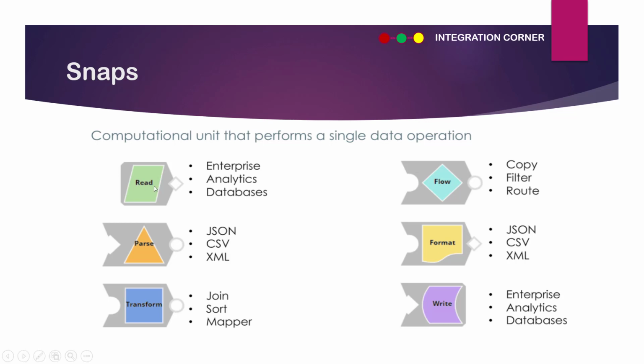So there's a snap to read data, and then there are snaps for parsing. You can parse JSON, CSV and XML. And then these are to perform a particular action on the message, so basically transformation snaps. You can perform join, sort or mapper operations. And then snaps for copy, filter and route. And then again to change the format back to JSON, CSV or XML, and then to write. These are just sample representations.